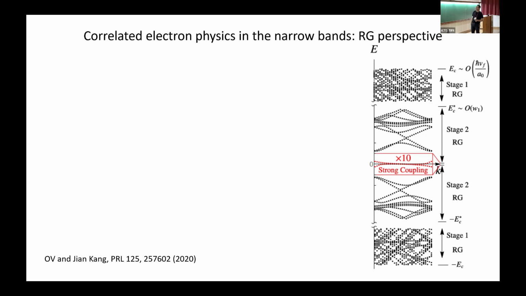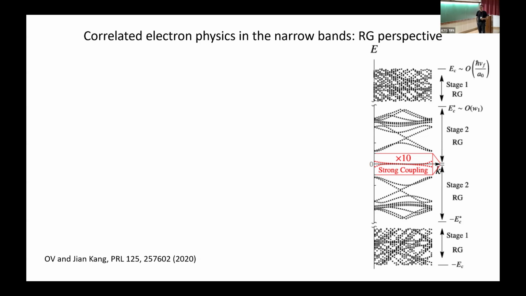But the systematic way to do this would be to set up a Wilsonian renormalization group-like treatment, where you start with everything in principle. Okay? And then you start integrating out the high energy bands one by one until you arrive at the effective Hamiltonian in the narrow band regime. And we actually did this in this paper.